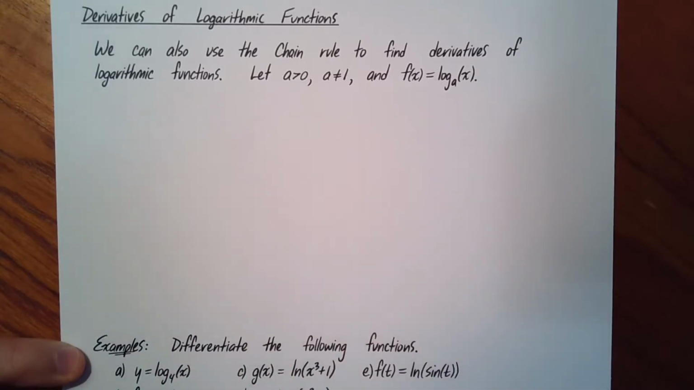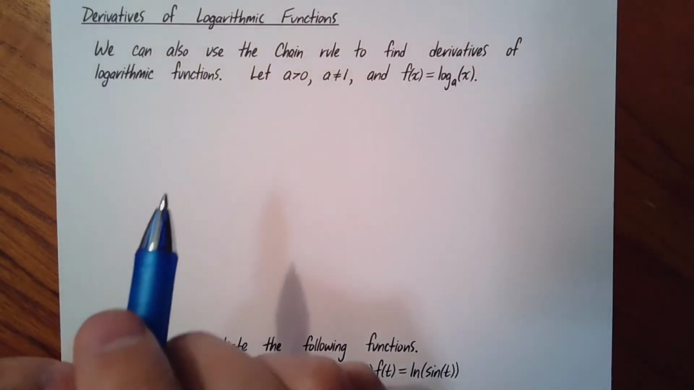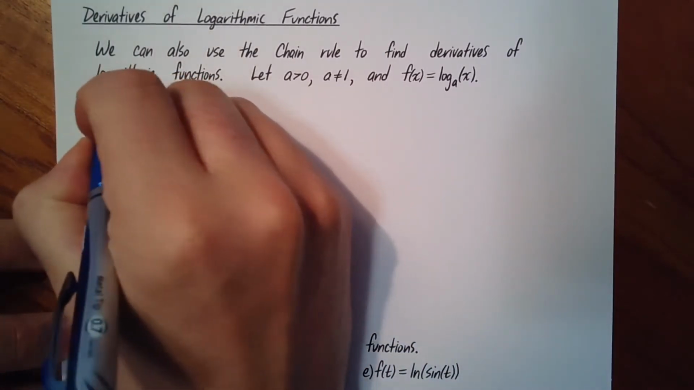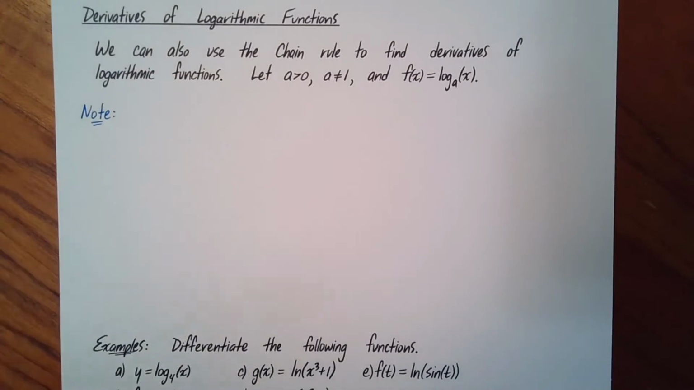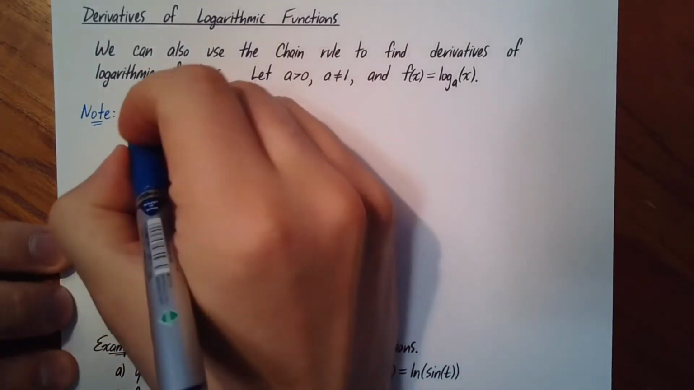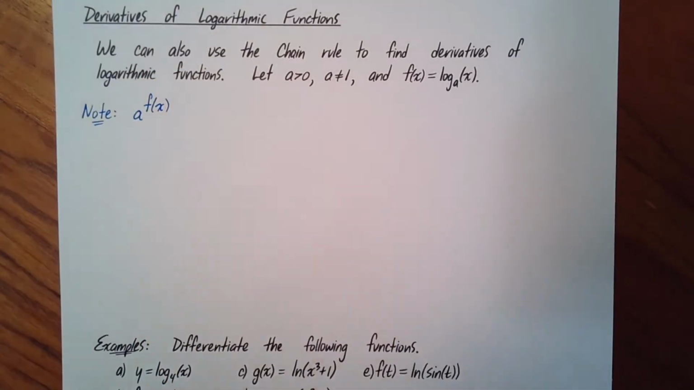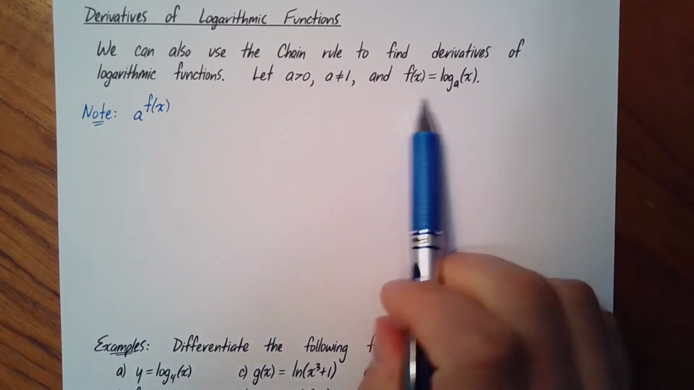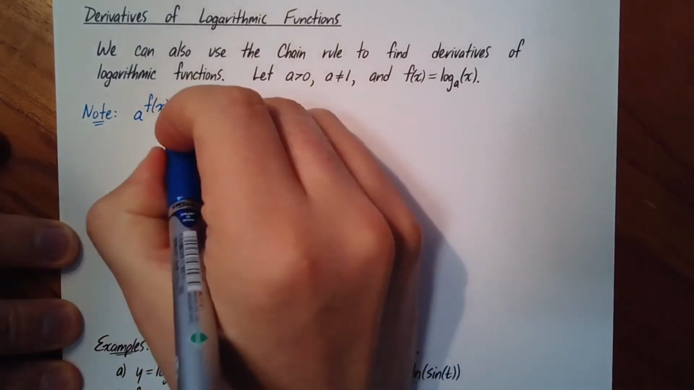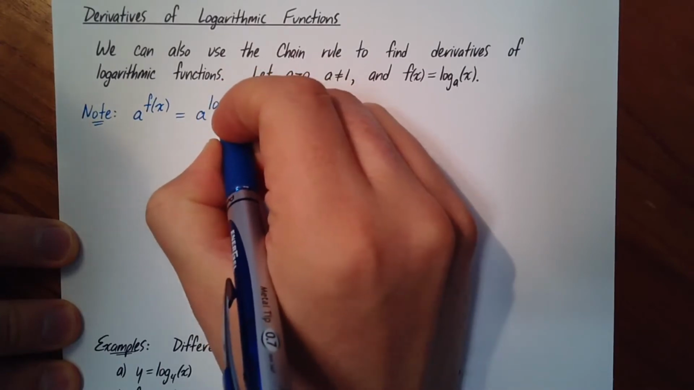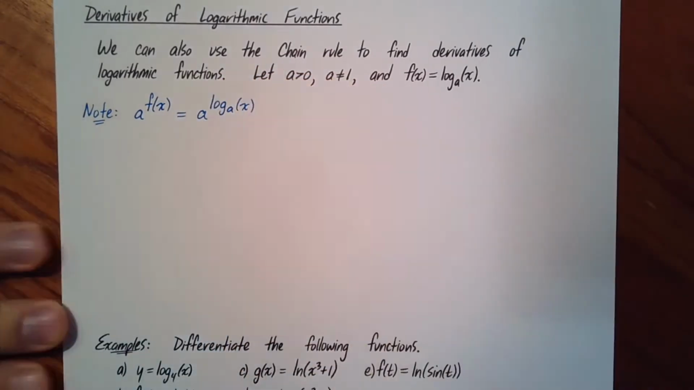So how are we going to find f prime of x? That's our challenge. And the way we're going to start is we're going to make an observation. So what happens if you take a, this base, and raise it to the power of f of x? Well, f of x is equal to log base a of x. So let's write that out. Let's write this as a to the power of log base a of x.